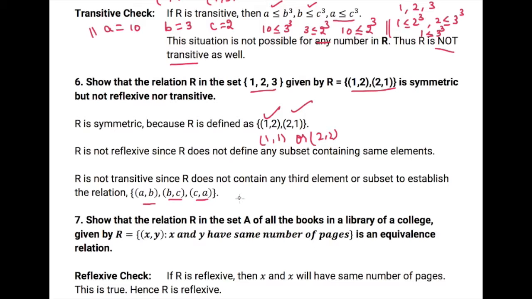Note the third element need not be a completely different element than the first and second. Had there been (1, 1), that is, if R is defined as R = {(1, 1), (1, 2), (2, 1)}, this is transitive because I have (1, 2) and (2, 1). So this is the first element here, second element here. So this is still transitive. However, since we don't have (1, 1), this is not transitive. Now moving to the next question.